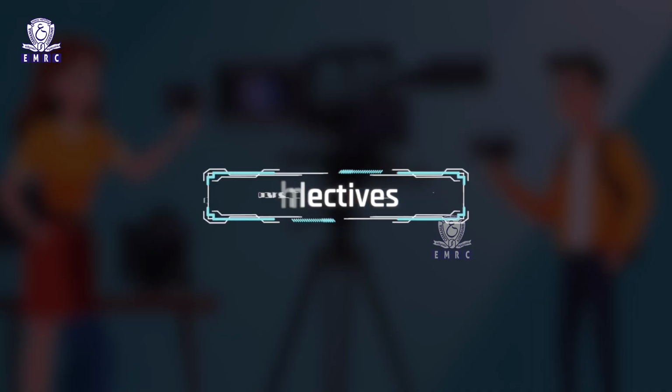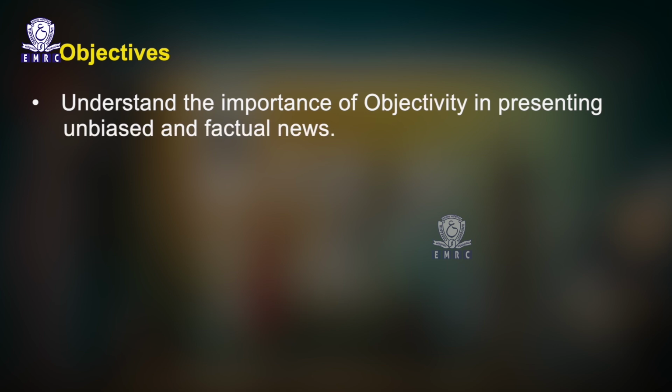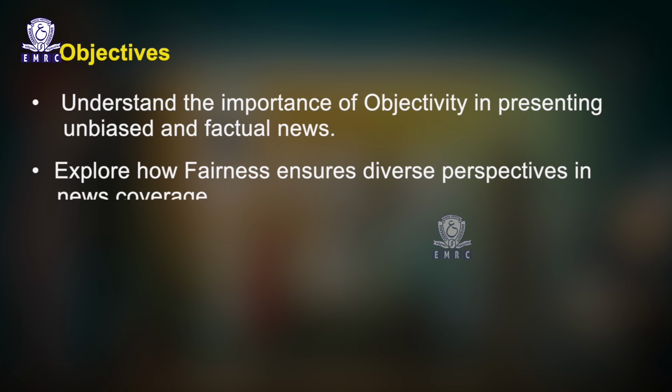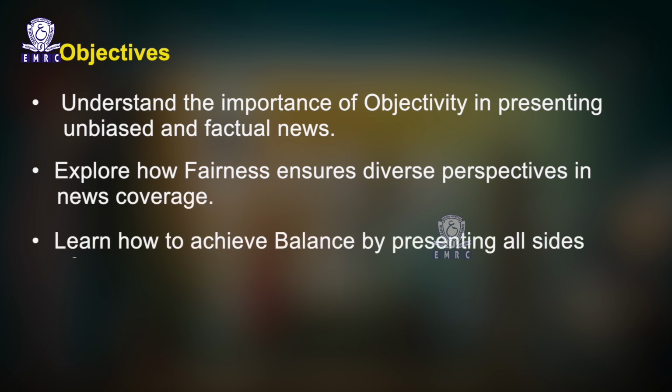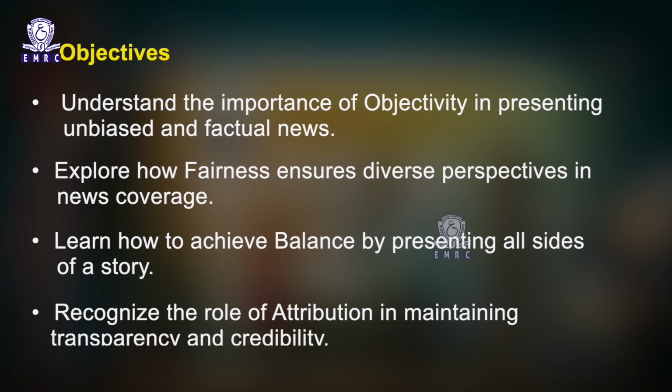Lesson 5. The core elements of news writing: objectivity, fairness, balance and attribution. Objectives. Understand the importance of objectivity in presenting unbiased and factual news. Explore how fairness ensures diverse perspectives in news coverage. Learn how to achieve balance by presenting all sides of the story. Recognize the role of attribution in maintaining transparency and credibility.